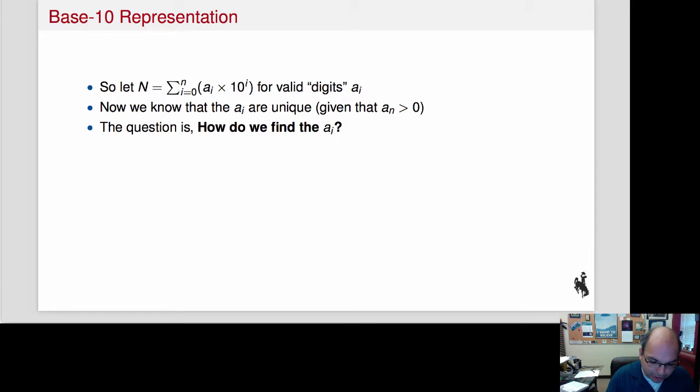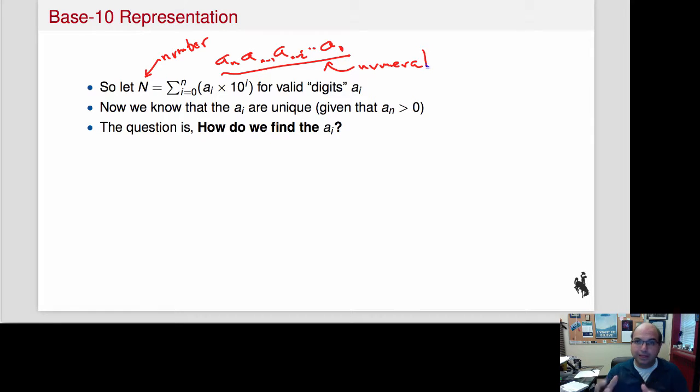We have a number n, and n is actually a numeral, broken up into a whole bunch of a sub i's. Remember that what we think here is that n is equal to a_{n-1}, a_{n-2}, and so on up to a0. So this is the numeral, and what we need to do is find those unique a sub i's that make this happen. So how do we find them?